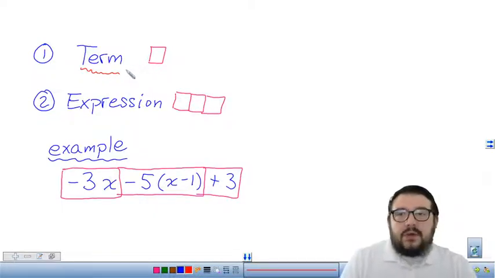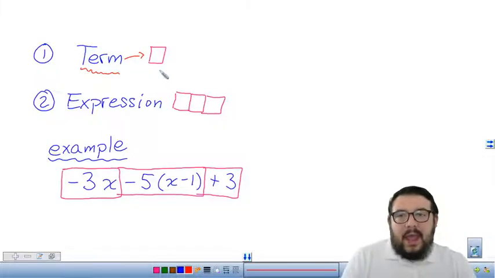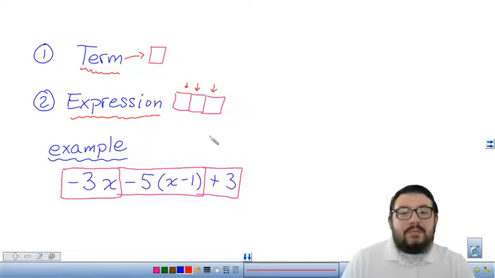Okay, so what is a term? Well, a term is a building block. See this little square? I'm using it to represent a term. A term is a little chunk of algebra. And when you take those chunks and start putting them together, we call it an expression. So this is a single term, and this expression has 1, 2, 3 terms.